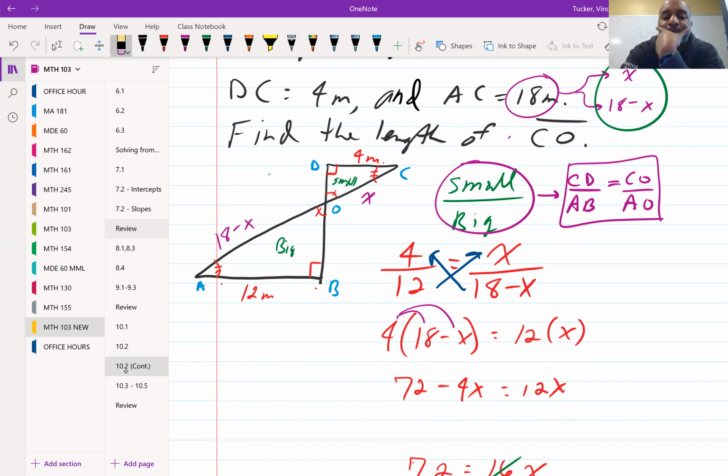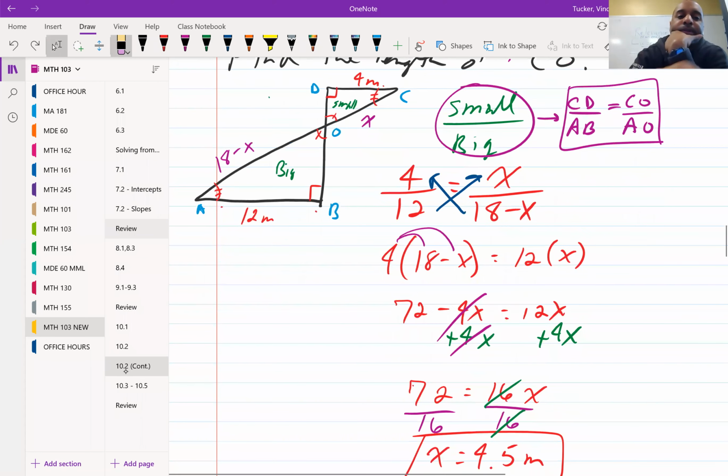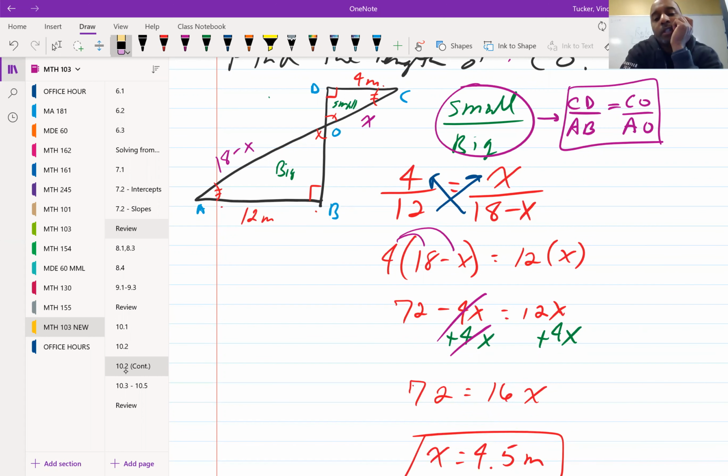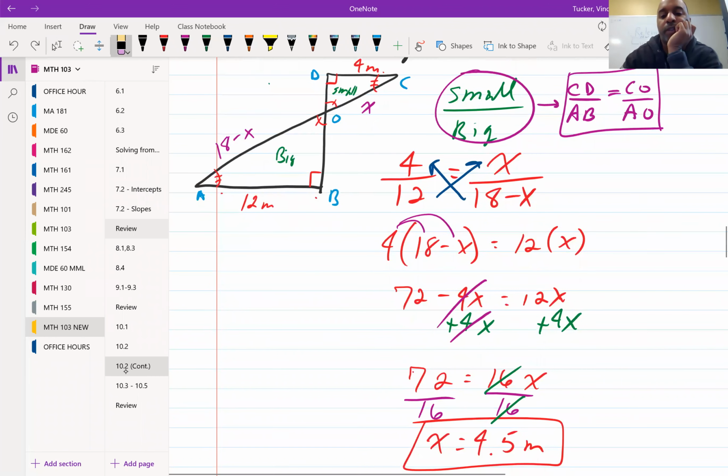Distribute 4. 72 minus 4X. Add 4X to both sides. 72 equals 16X. And then we can finish it off by dividing both sides by 16.